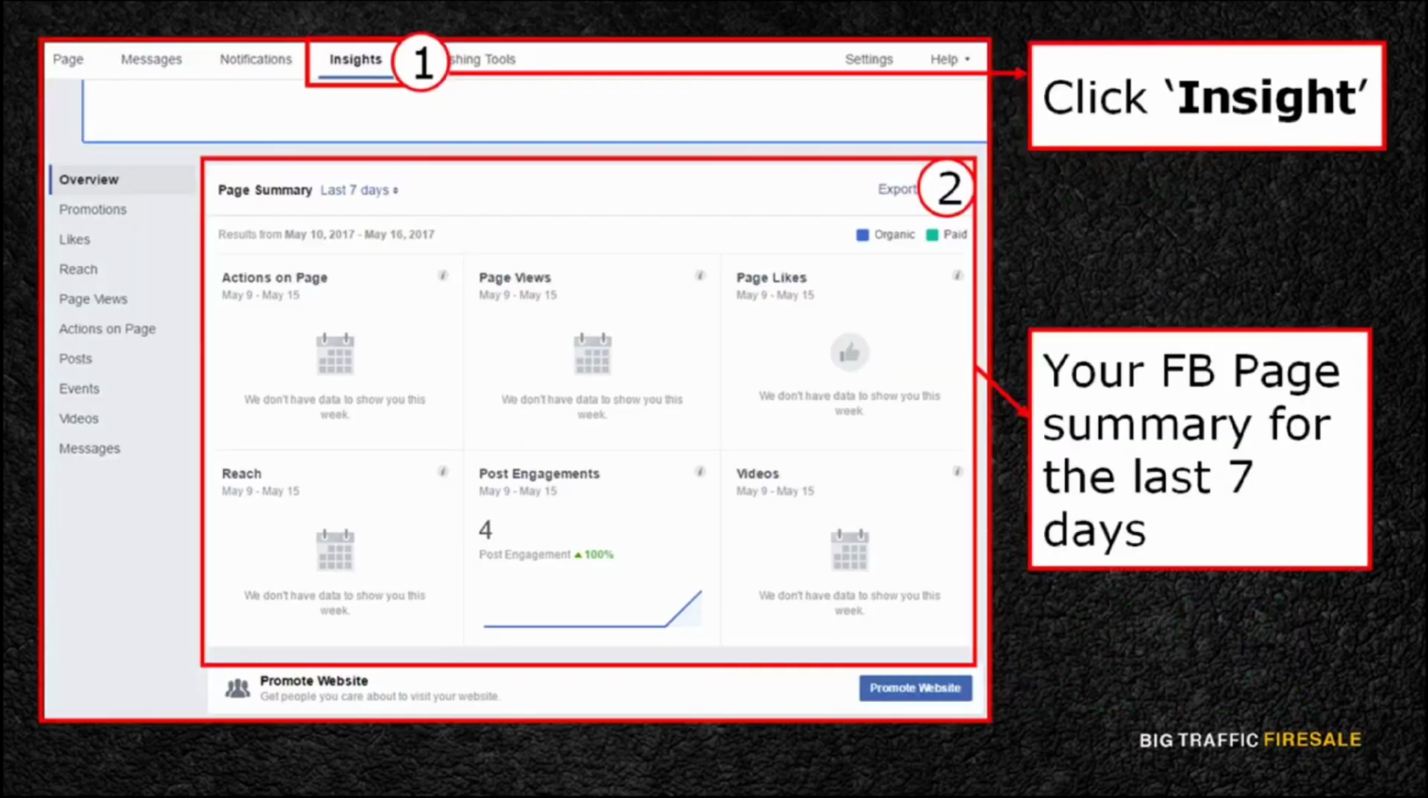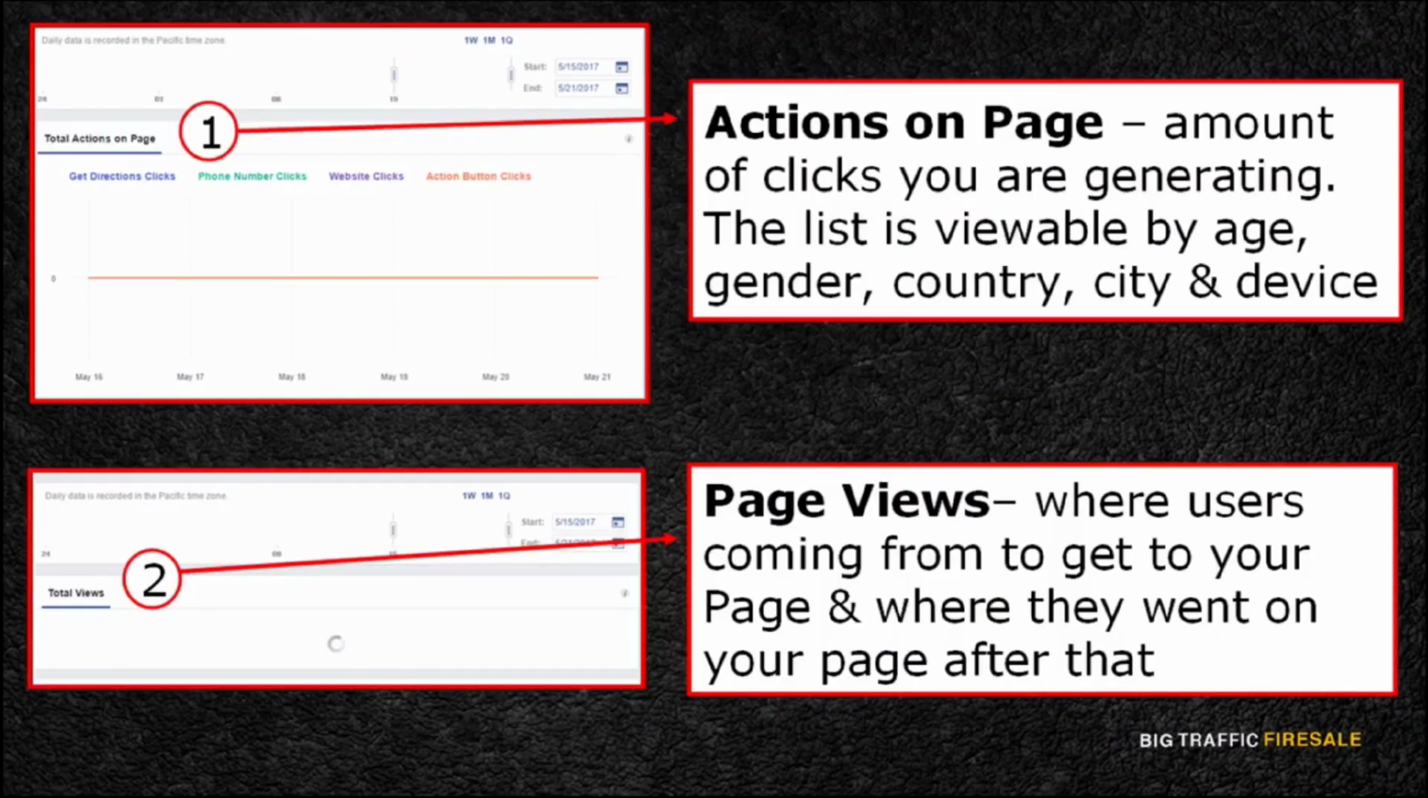Click on Insight at the top of your page screen. Insight assists you to understand your audience. You'll see a page summary for the last 7 days of your activity. You will be shown your actions on page, number of page views, number of page likes, amount of reach, post engagement, and videos. Actions on page shows the amount of clicks you're generating. These clicks are generated from users who want directions, phone numbers, your websites, and action buttons.